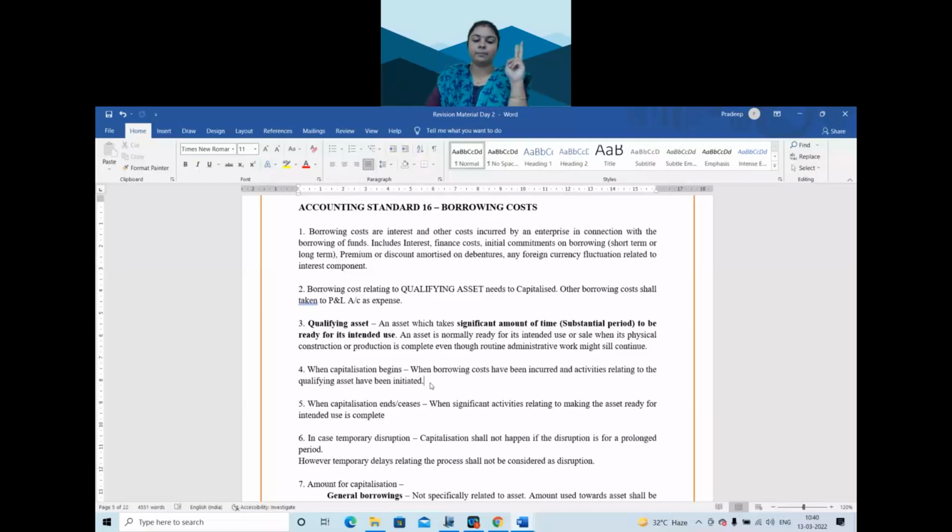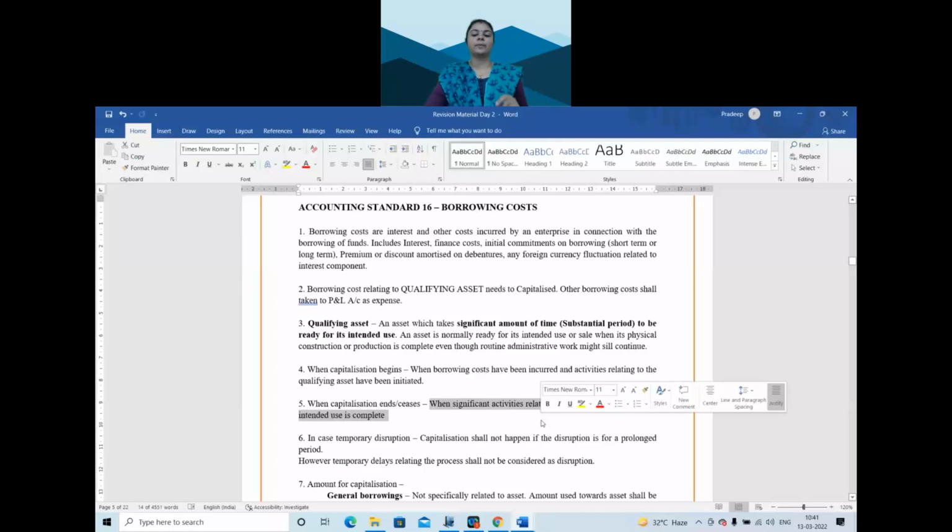Second point given by the standard: when capitalization ends, when is it going to stop. Capitalization of borrowing cost will stop when the qualifying asset is complete. Now when you say it is complete, it means when significant activities in relation to making the asset ready for use are complete. Basically the asset should be ready for use where significant work is completed and it should be capable of being used.